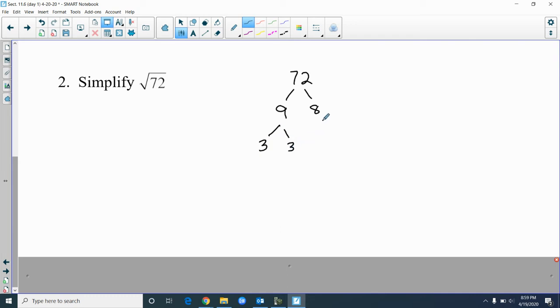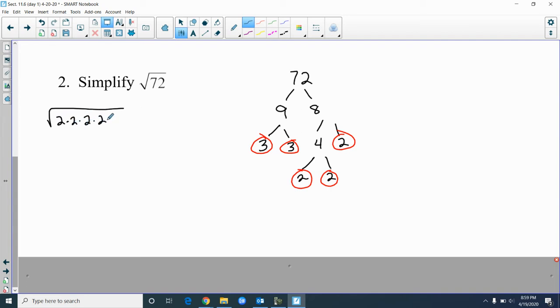9 is 3 times 3. 8 is 4 times 2. Well, 3, 3, and 2 are all prime numbers. They can't be simplified anymore. And 4 is 2 times 2. All right, so now I have all my prime numbers. It's easy if you put those in order. How many 2's do I have? I got 1, 2, 3 2's, and I got 2 3's.